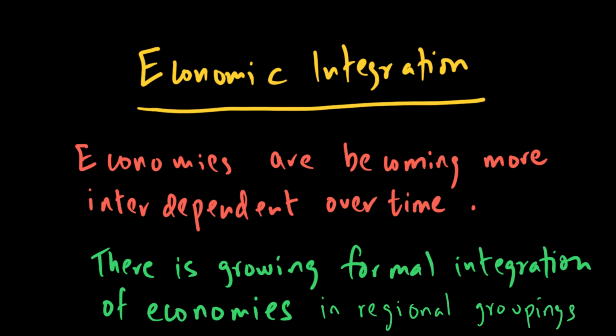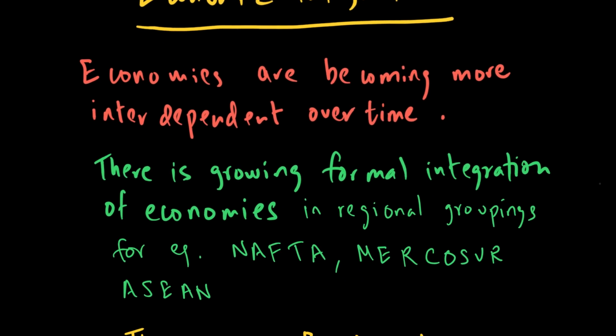When we look at economies these days, a lot of economies are becoming interdependent over time. A lot of countries are now becoming one single trading bloc, and that trading bloc has resulted in these countries benefiting. So there's a growing formal integration of economies in regional groupings. For example, in North America there is NAFTA, which is a free trade agreement. Then there is Mercosur in the Latin American countries, and in Asia there is something called ASEAN.